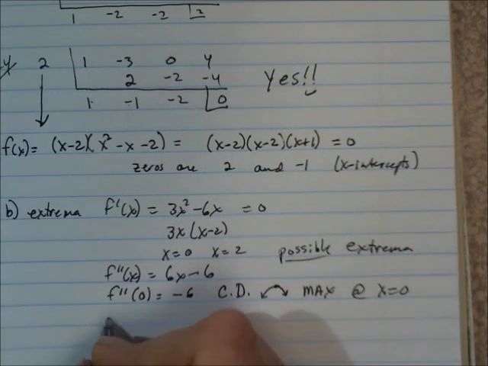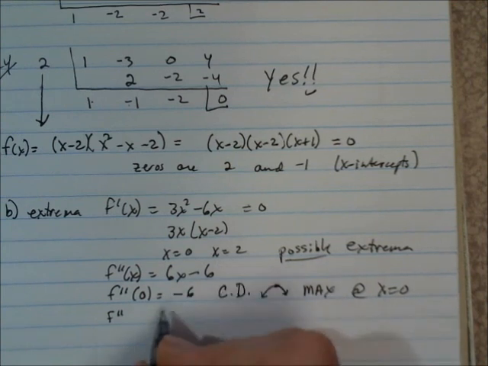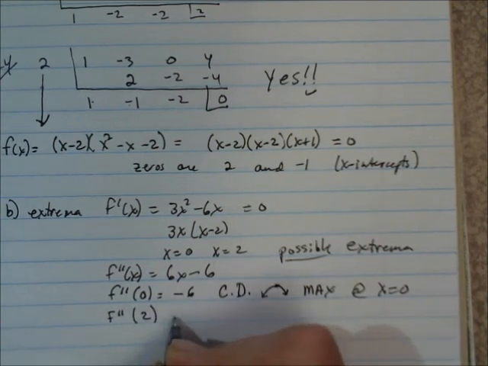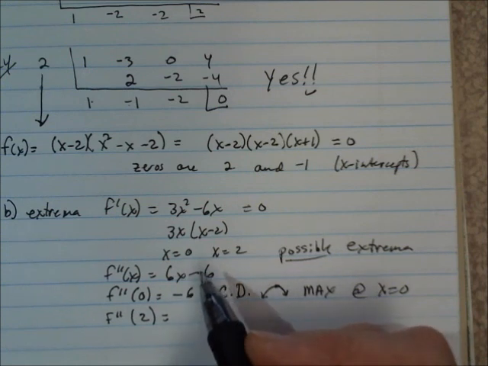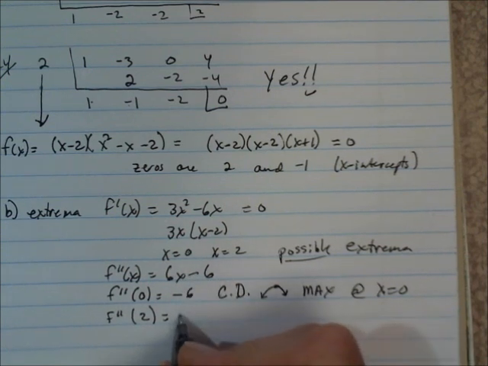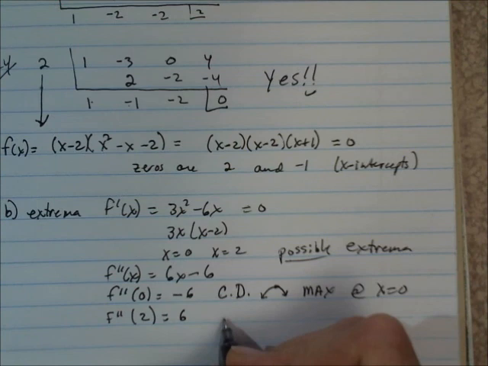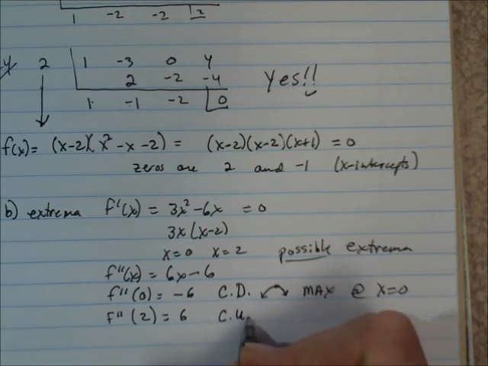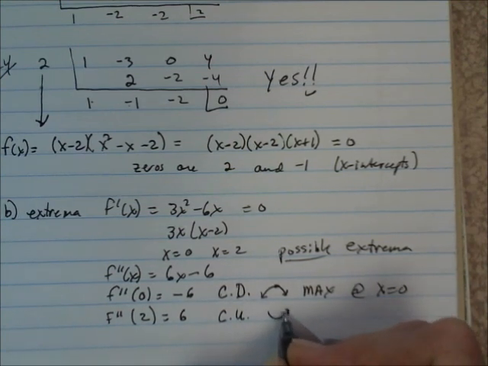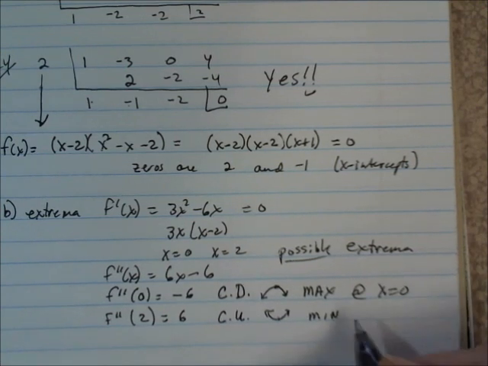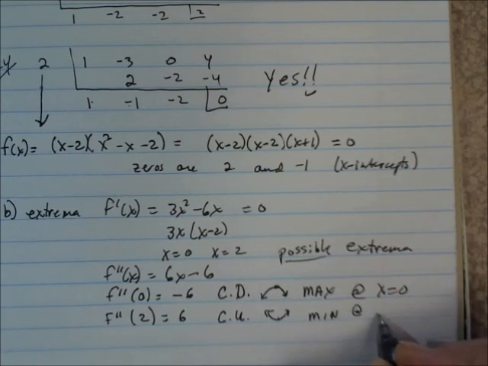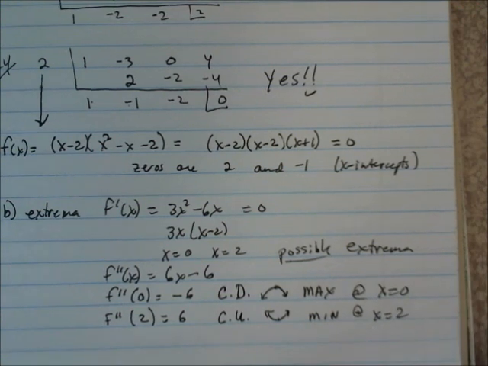And now I'm going to do the second derivative test on my other critical value, which is 2. And the second derivative, f double prime of 2, is 6 times 2 is 12 minus 6 is positive 6. So since this is positive, it is concave up. Concave up looks like this, and that will give you a min down here at the bottom. So you have a minimum value at x equals 2. So there are our two extremas.